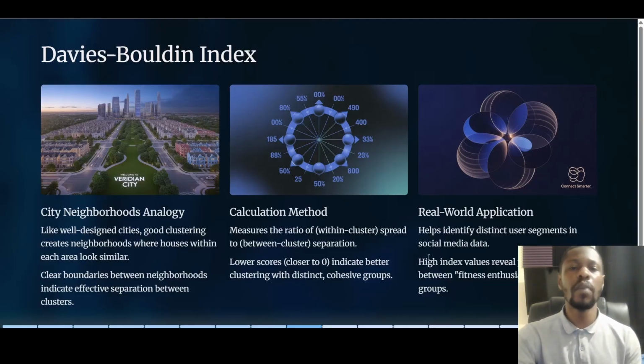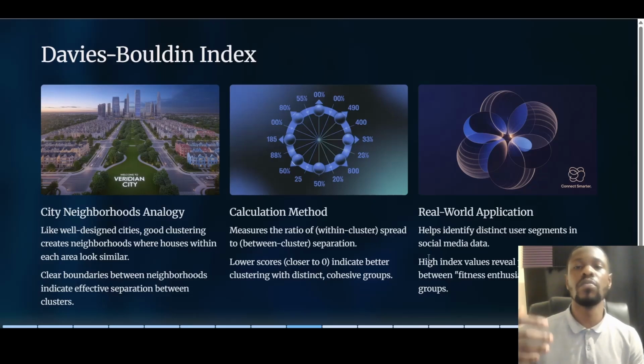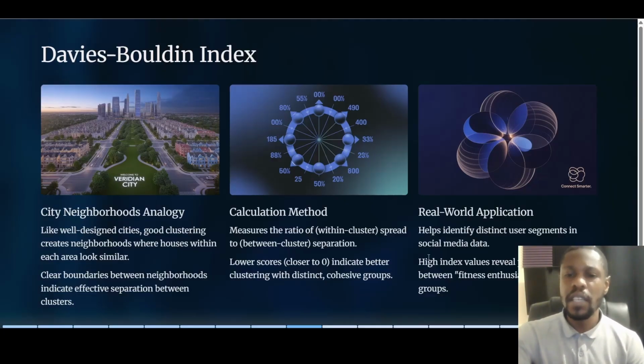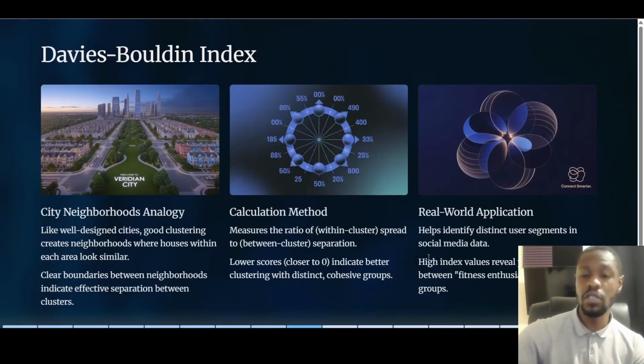So don't worry if you don't remember when you're working with all these models exactly which one, the full interpretation of what each model does. But the most important thing to understand is the indication of what the score represents. So where you see a lower score or where you see a higher score, what does that represent in relation to how well your model is performing, right? That's the main thing that you need to grasp at this stage. Real-world application helps identify distinct user segments in social media data. High index values reveal problematic overlap between fitness enthusiasts and foodies group, for example.